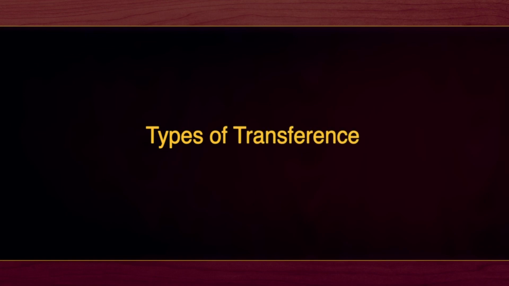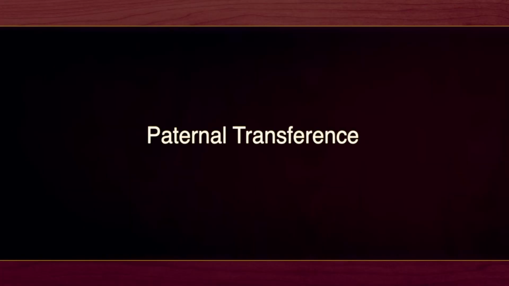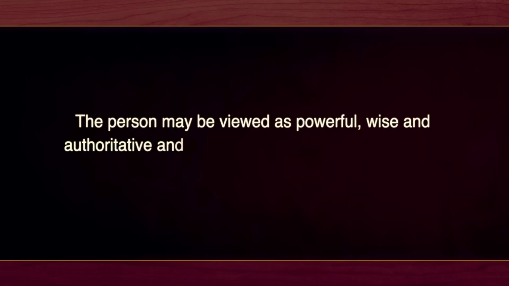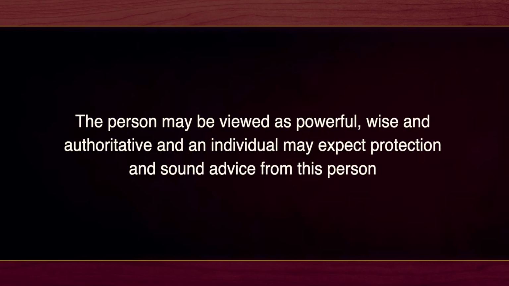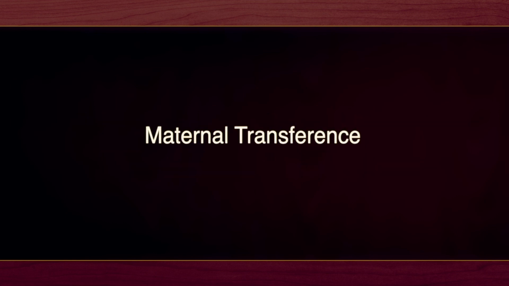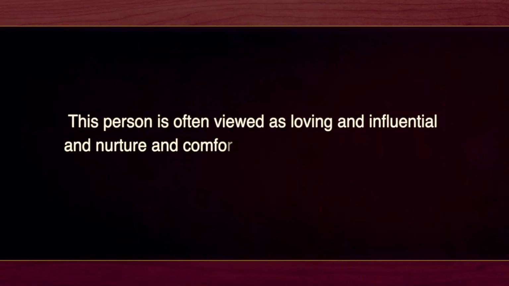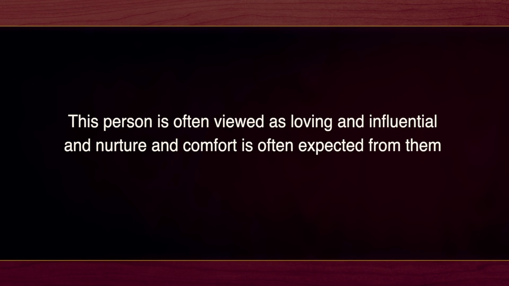Now, types of transference. Some of the common types of transference include, number one, paternal transference. When an individual looks at another person as a father or an idealized father figure, the person may be viewed as powerful, wise and authoritative, and an individual may expect protection and sound advice from this person. Next is maternal transference. It occurs when an individual treats another person as a mother or idealized mother figure. This person is often viewed as loving and influential, and nurture and comfort is often expected from them.